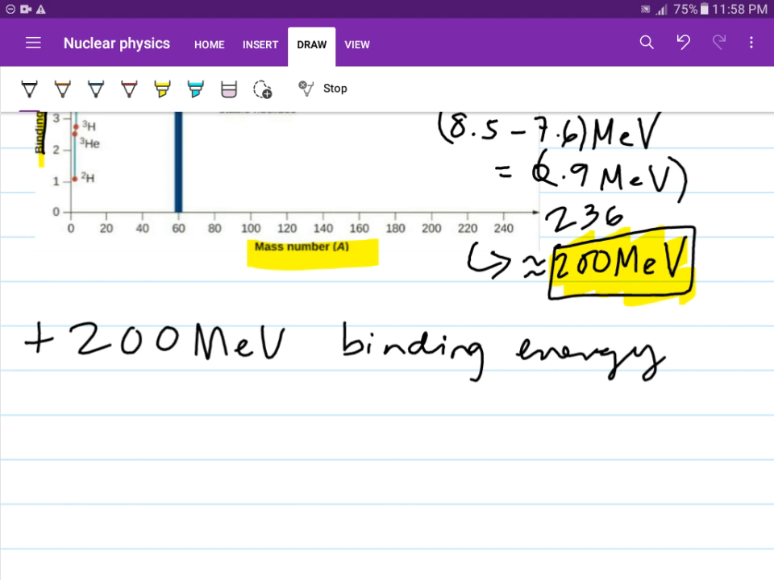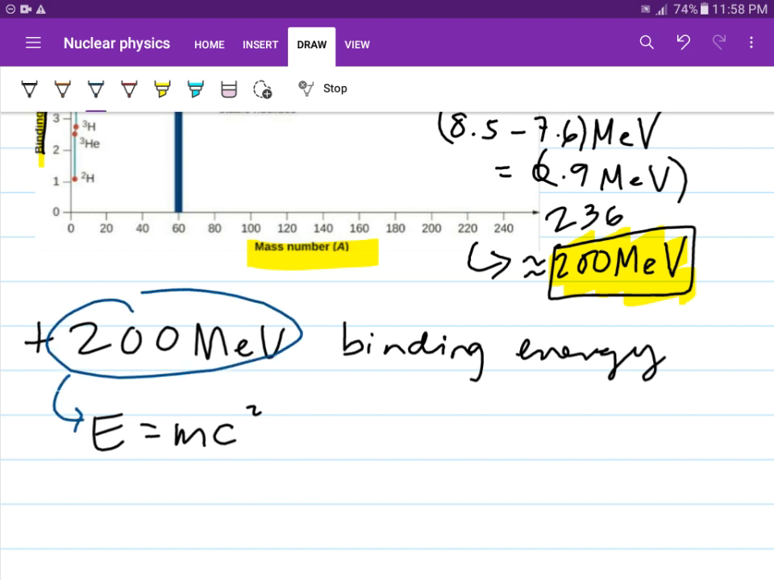decrease in some amount. And we know that from the equation E equals mc squared, this 200 mega electron volts of energy is equivalent to some form of mass multiplied by c squared. So this suggests that mass is being lost.